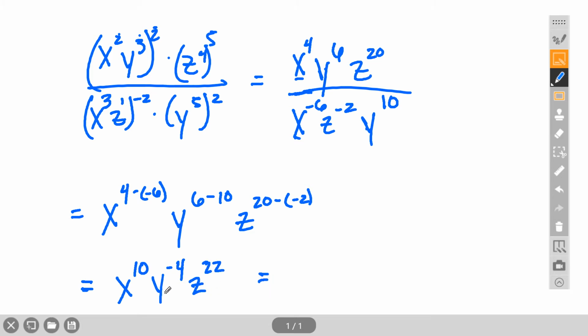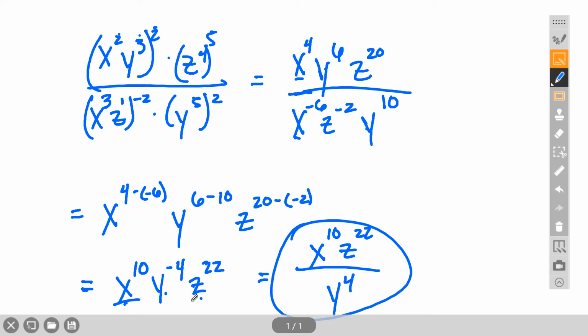Now I'm almost done here. The only problem is that I'm not allowed to have negative exponents, but you'll notice I do not have any parentheses. I only have one x, I only have one y, I only have one z. The only thing I need to fix now is the negative exponent, y to the negative 4th. I can easily make that y a positive exponent by putting it in the denominator. The other 2 terms, the x and the z, can stay in the numerator, but the y comes down to the denominator and now becomes a positive 4. So this is my simplified expression here, x to the 10th, z to the 22nd over y to the 4th.